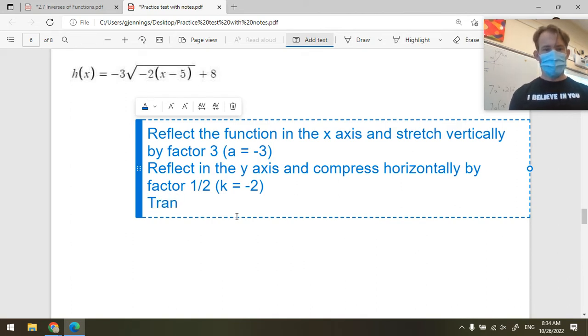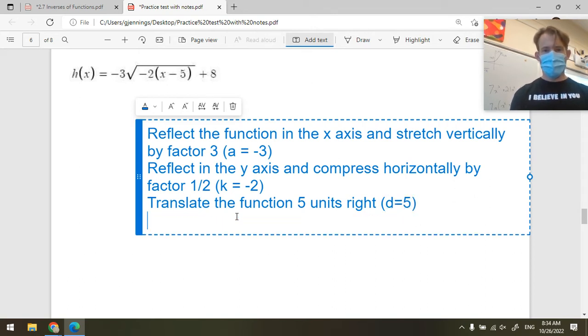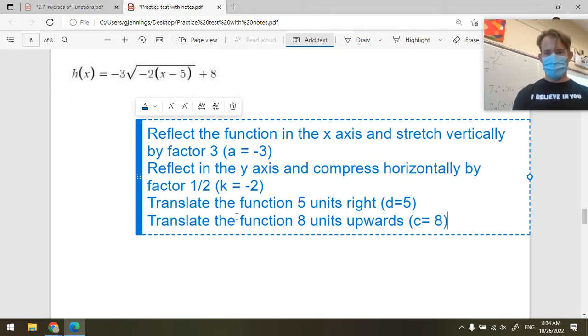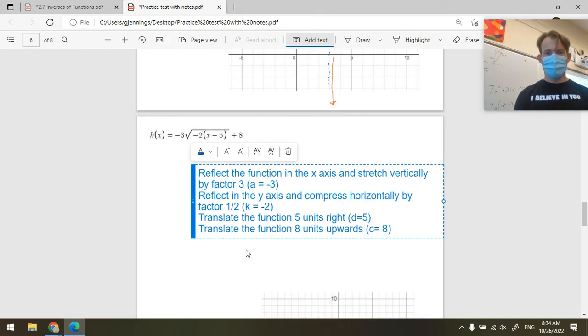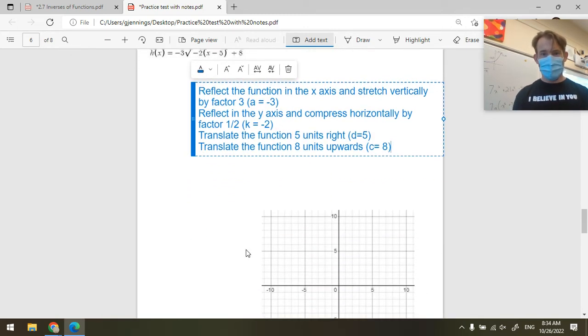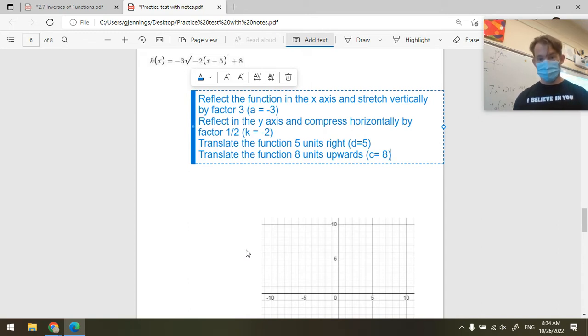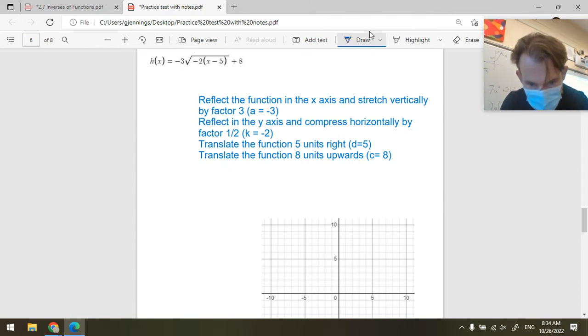And then here, now translate the function 5 units right. That's a result of d being equal to 5, and translate the function 8 units upwards. That's a result of c being equal to 8. Okay, so now let's graph it visually rather than working point by point. We can work more visually with this one. We've already done the point by point requirement.